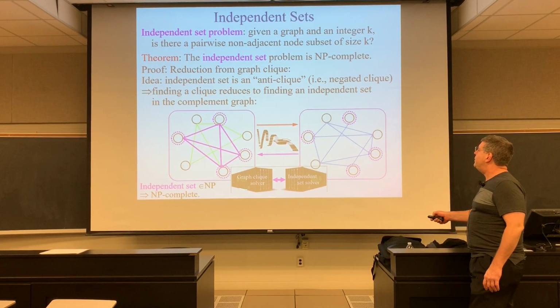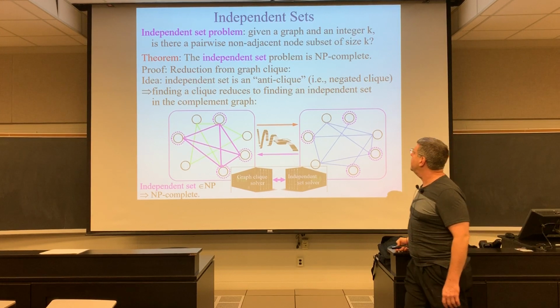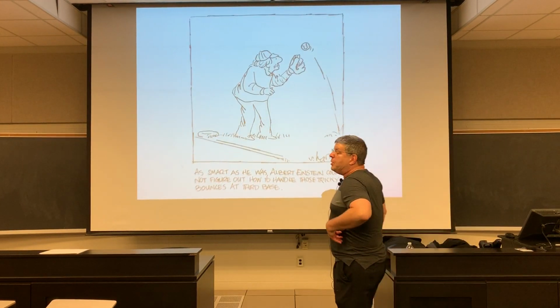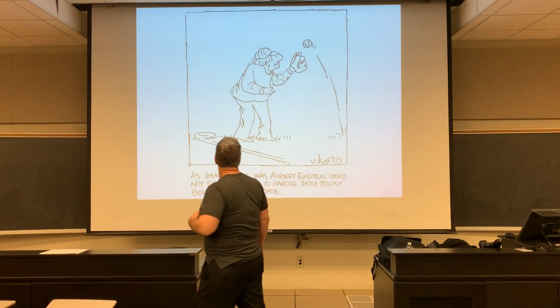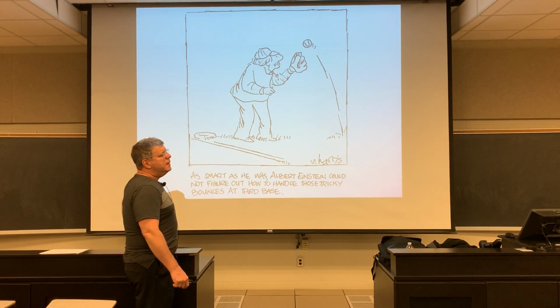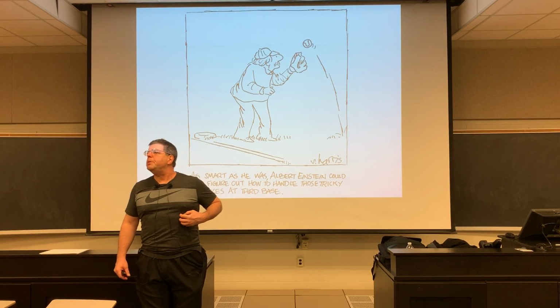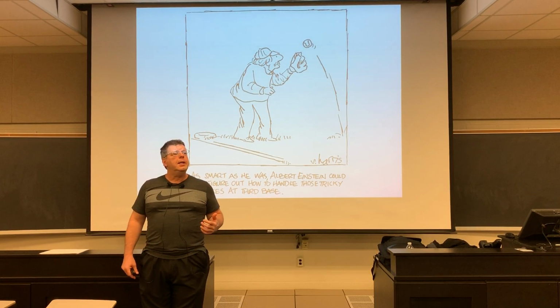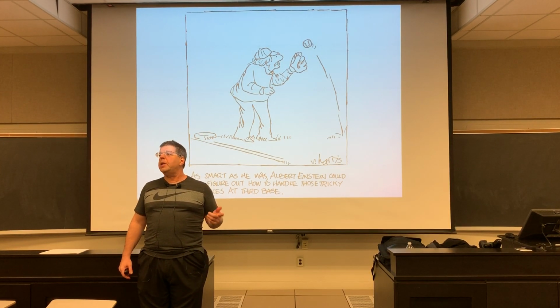So we converted a graph clique solver into an independent set solver there. So it's all about transformations, right? It's transforming problems to other problems. Very powerful phenomenon. And in fact, you do that all the time when you program. How many know what I'm talking about?